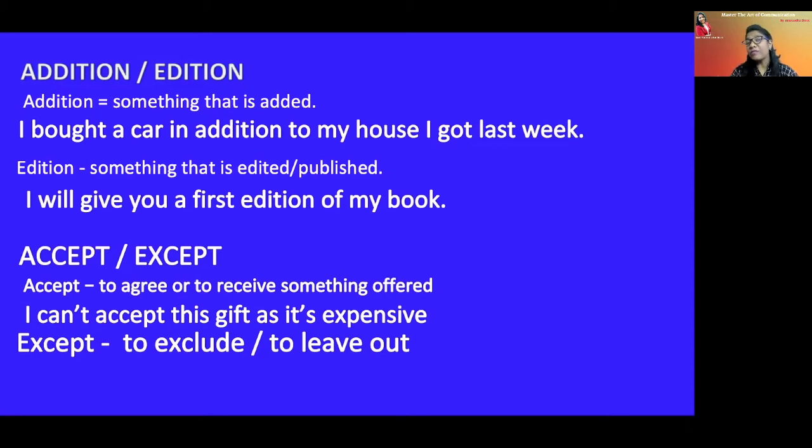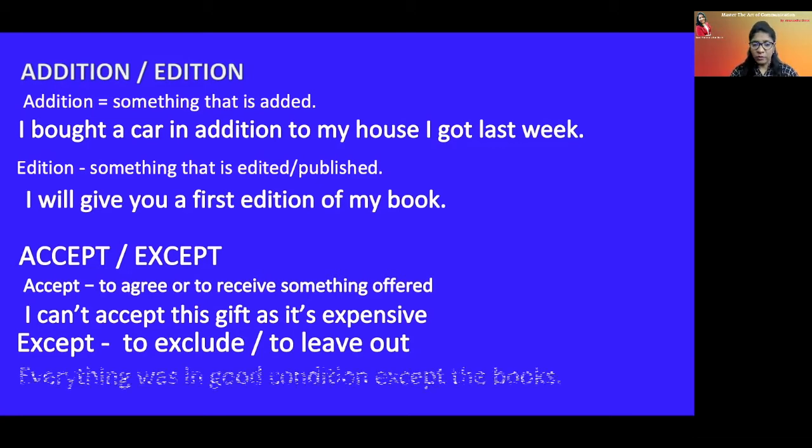Somebody may say, I can't accept, or we can't accept whatever the boss says. Could be we are not able to work it out. So we just say, no, I can't accept these rules. And except is to exclude or to leave out. Everything was in good condition except the book. For example, you have ordered something online and you got a big box. When you opened it, you saw that everything was in good condition except particular books. Maybe the cover was folded or something was torn, except those particular things.